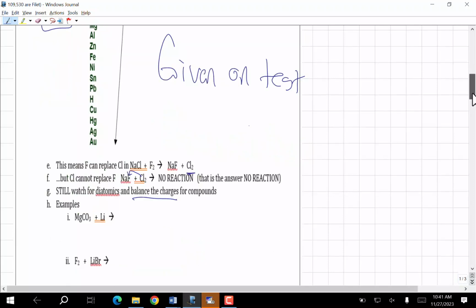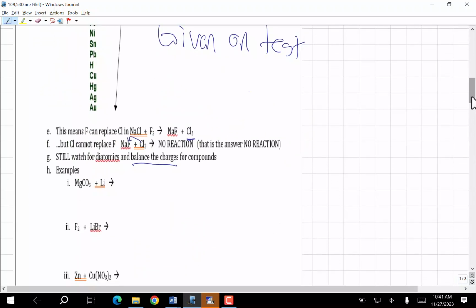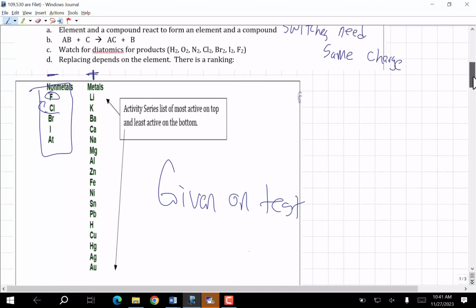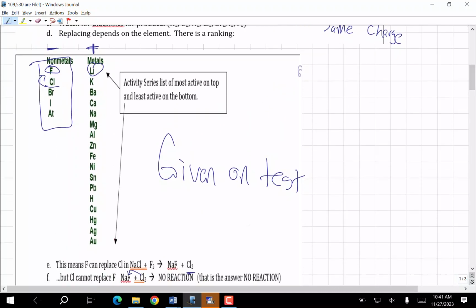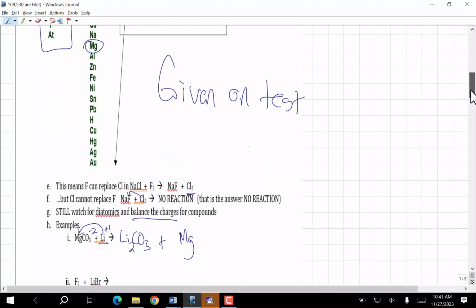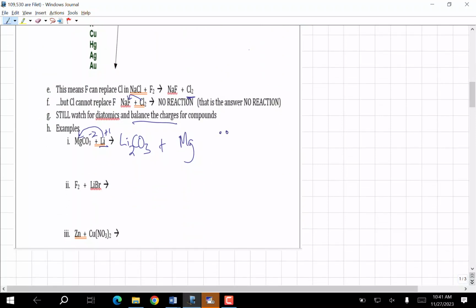All right, so let's take a look. MgCO3 plus Li, so that's going to give me LiCO3 plus Mg. Li is a positive, it's going to try and replace Mg. Lithium is plus 1 and carbonate is minus 2, so Li2CO3 plus Mg. Only if lithium is above magnesium. Hey, Lil Wayne, lithium is above everything, right? So this one does happen.